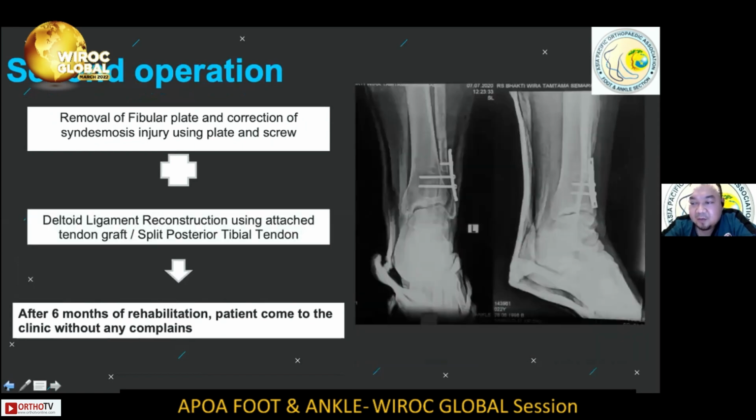When the patient complained about pain on the medial side, I did a physical examination to confirm the pathology of the deltoid ligament, and the patient showed signs of an unstable medial side of the ankle. So I decided to perform surgery to reconstruct the deltoid ligament using a split posterior tibial tendon transfer. On the medial side, we can see the drill hole there, and also the plate and screw for the fibula fracture.